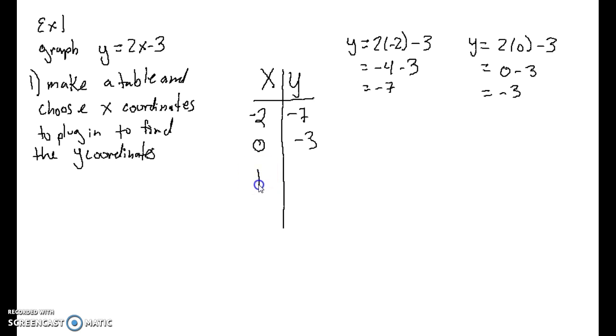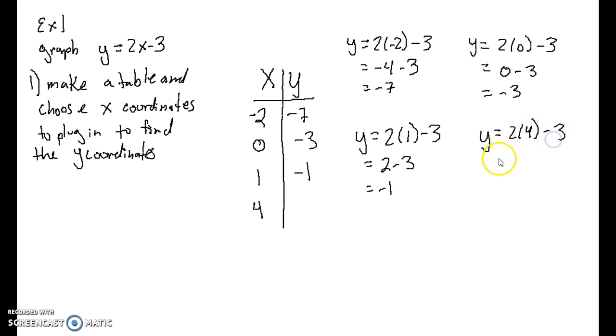I'm going to choose 1. That's a good number to have. So y is equal to 2 times 1 minus 3. This will give me 2 minus 3, which is negative 1. All my outputs are still negative, so let me get a little bit bigger. Let's choose 4 and see what happens. y is equal to 2 times 4 minus 3. This will give me 8 minus 3, which is 5. Not a bad number to have.